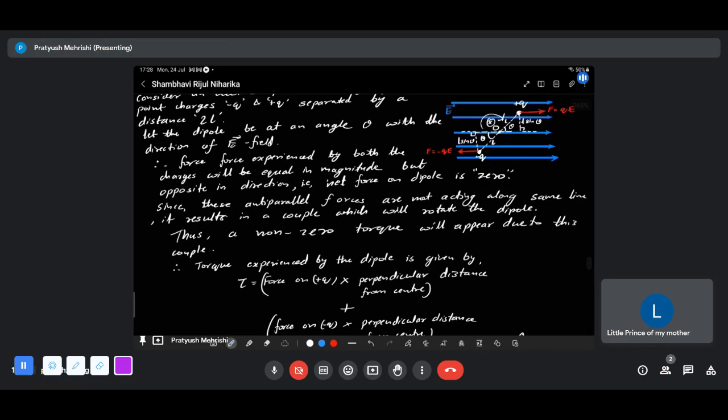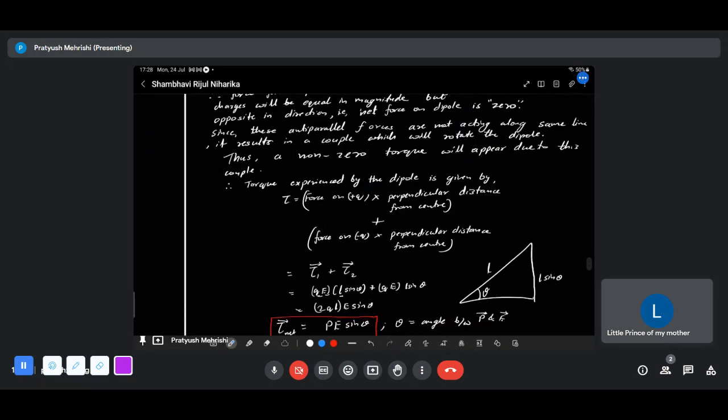Second is force on minus q charge, into the perpendicular distance. Sir, here the dipole is not fixed about that point. See, the dipole is not fixed, but the forces are same, aren't they? Force on plus q and minus q. Are these forces same? The forces are same, sir, but how can we say that the dipole will rotate about that point? Yes.